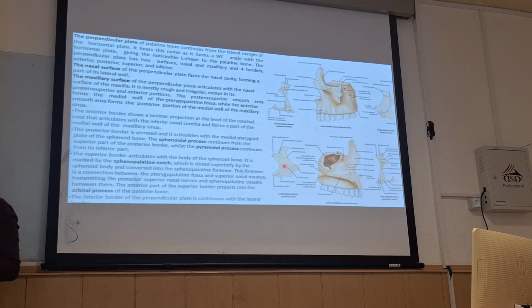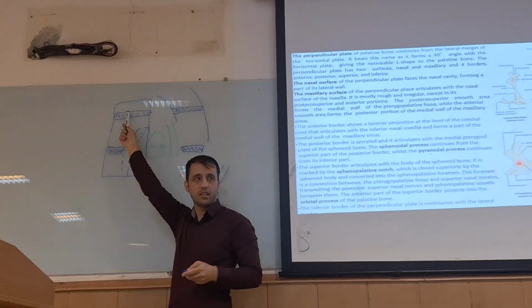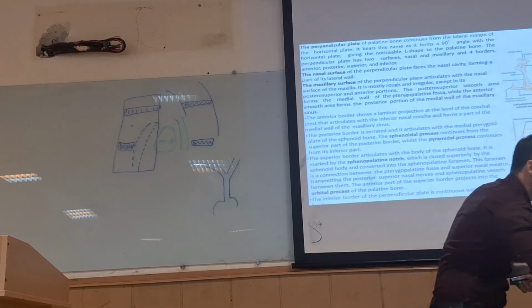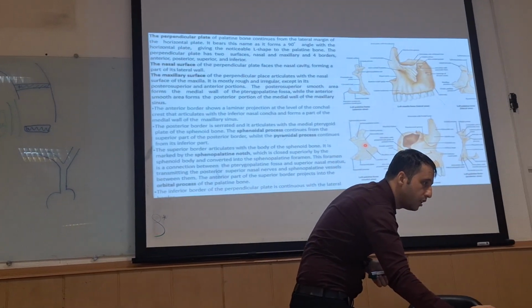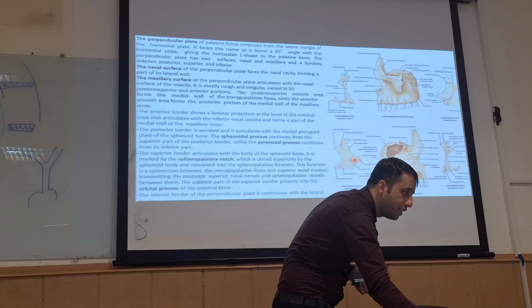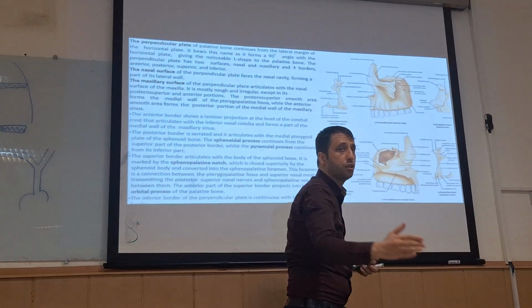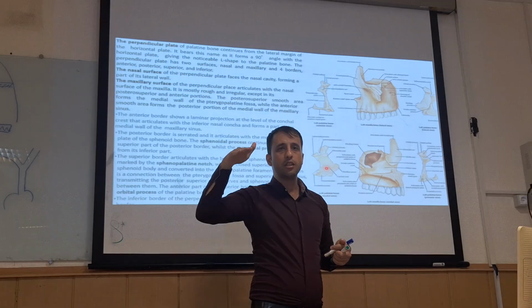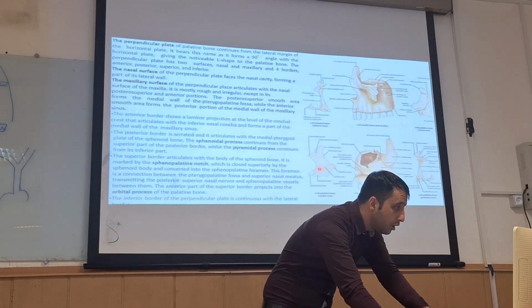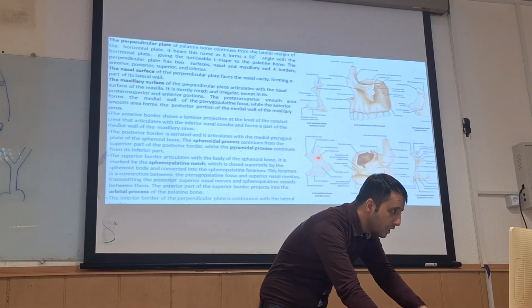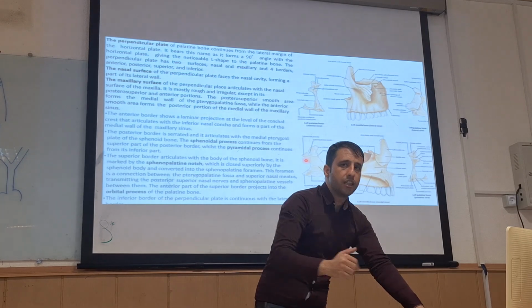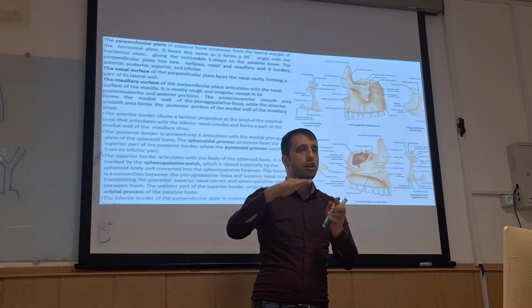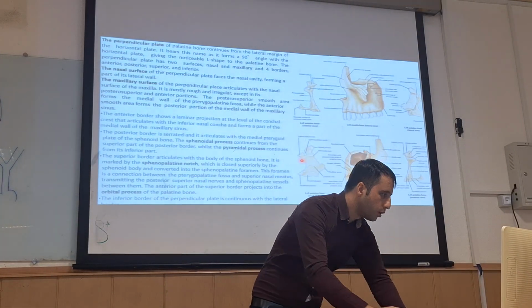It has two crests, the conchal crest and the ethmoidal crest. Look at here. Here is the medial surface. Inferiorly, the conchal crest is the site of attaching the inferior nasal concha. The ethmoidal crest is the site of attaching the middle concha of the ethmoidal bone.